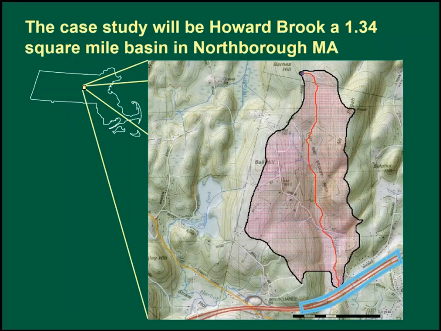All right, right now I'll do a quick case study. This is Howard Brook, a 1.34 square mile basin in Northborough, Massachusetts. So this is near my office. The highway along the bottom of this graphic is I-290 in Massachusetts. That's outlined in the blue area. I think that's about 6 acres. The black line is the StreamStats delineation for this basin. The red line is the stream going up to the basin divide, and the drainage area for this basin is the pink area.